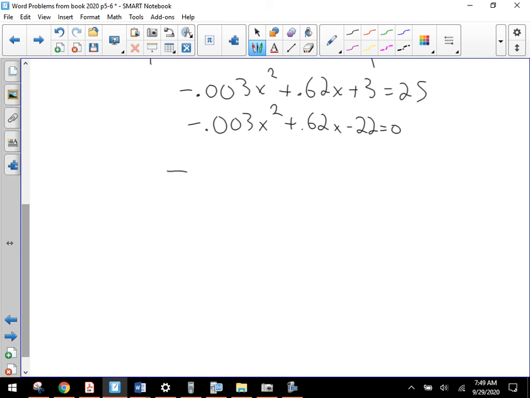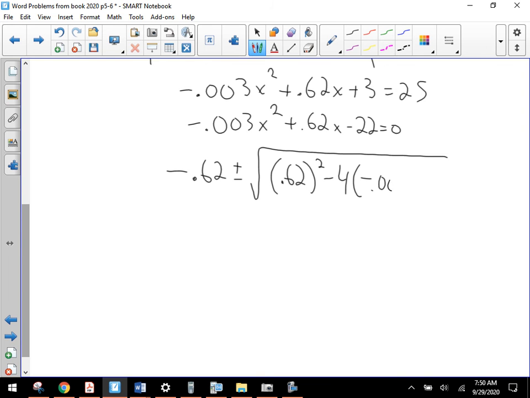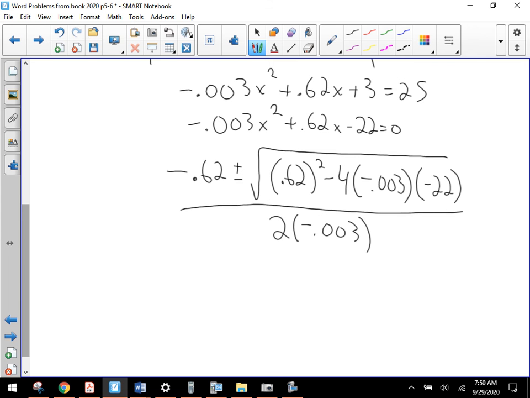So option B, 0.62 plus or minus the square root of 0.62 squared minus 4 times negative 0.003. When I did this problem earlier, I think I forgot one of the zeros by mistake. So just be very, very careful. All over 2 times negative 0.003. So when I did this, I got negative 0.62 plus or minus 0.35, I think I had to round that here, divided by 0.006. And it gives me two values here.